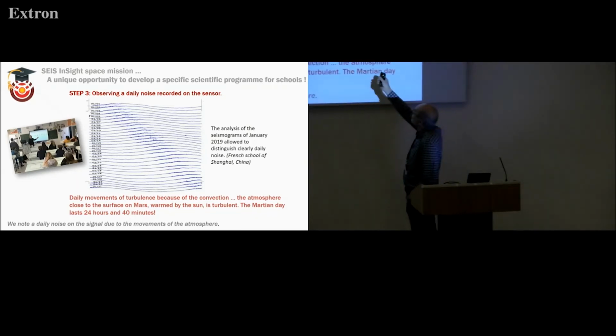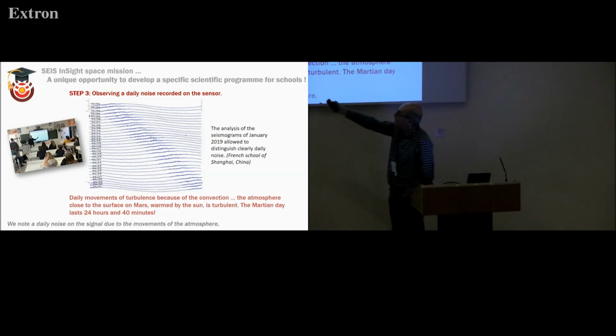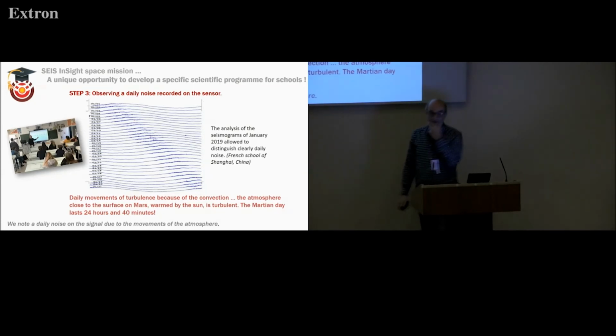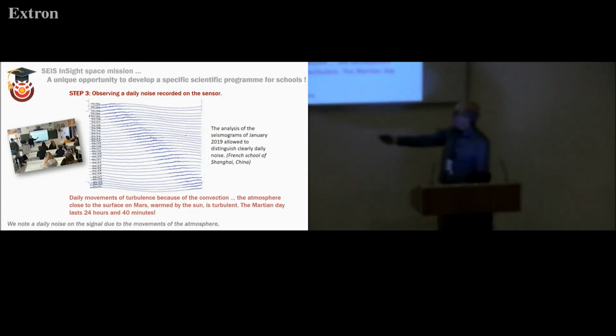This school, a French school in Shanghai, made this. Each day they saw this noise, at the same time, but 40 minutes later each day. They didn't know why, so they asked questions. One researcher involved in the meteorological aspect of the InSight mission answered the students. He said, okay, on Mars you have a movement of turbulence every day.